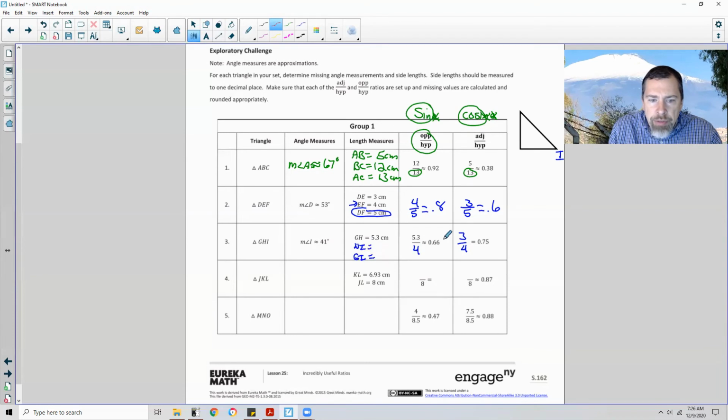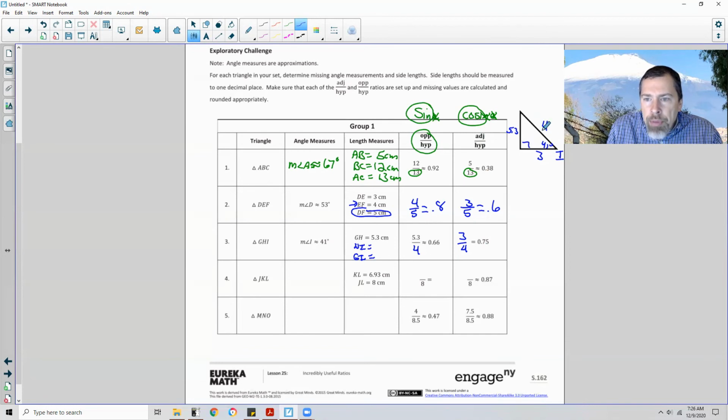Those are the 3 sides. The measure of angle I is 41 degrees. The hypotenuse is 4, so I'm going to put a 4 over here. It might help to have a diagram to do this. I'm sorry, that's not right. The hypotenuse is 4. The side opposite I is GH, that is 5.3. And the adjacent side is 3. It's right here, adjacent over hypotenuse, 3 over 4. So there are our numbers, and now we just need to name these properly.